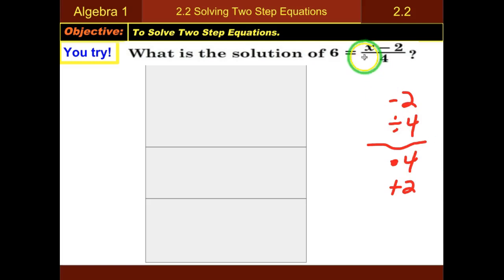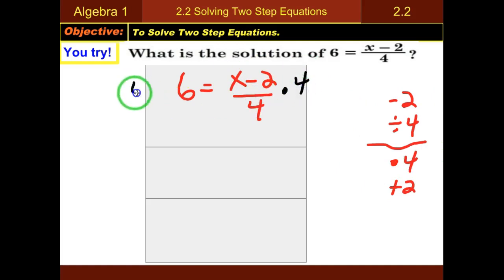Anyway, so if I start looking at it from that angle, 6 equals x minus 2 over 4. So like I said, first thing I'm going to do, I'm going to multiply both sides by 4. Now once again, I don't need this little trick over here. If I look at this, I want to undo division of 4, I multiply by 4. And remember those cancel to 1.